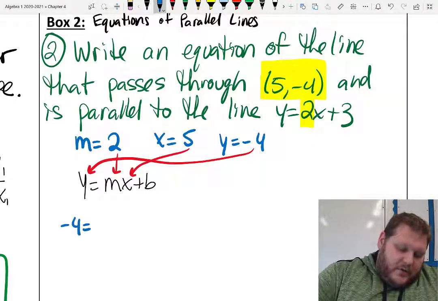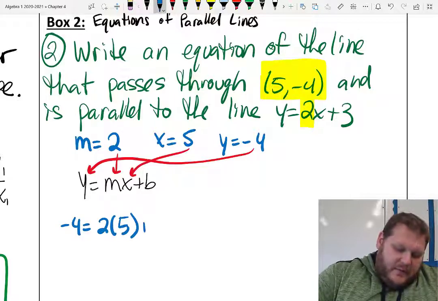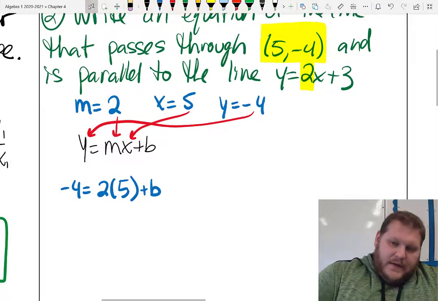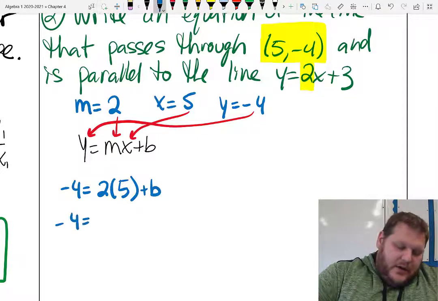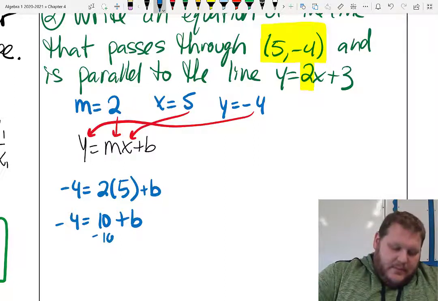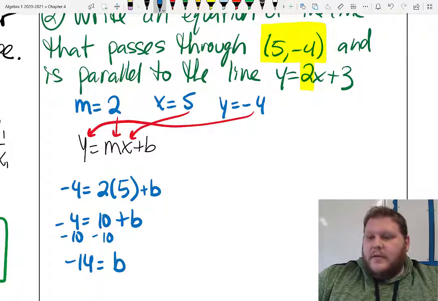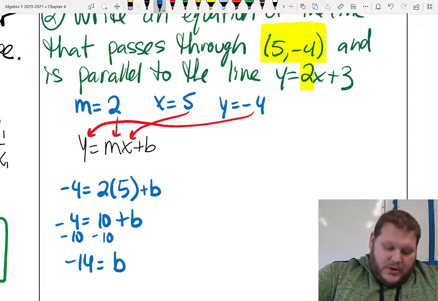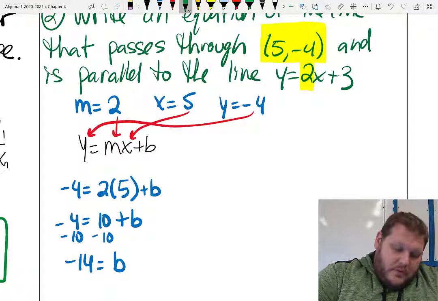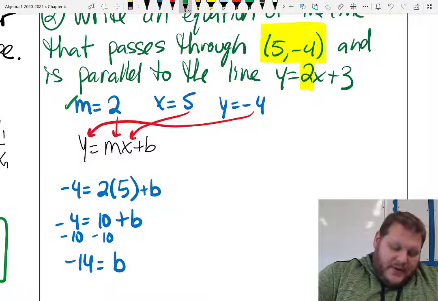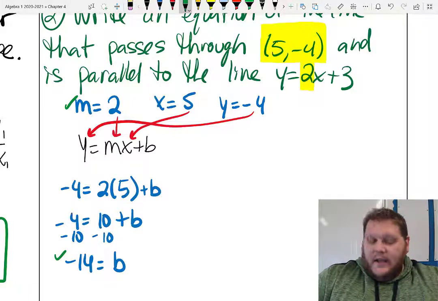So negative 4 equals 2 times 5 plus b. That gives us negative 4 equals 10 plus b. So when I subtract 10 on both sides, we get a b value of negative 14. So that tells me that my slope is positive 2 and my b value is negative 14.